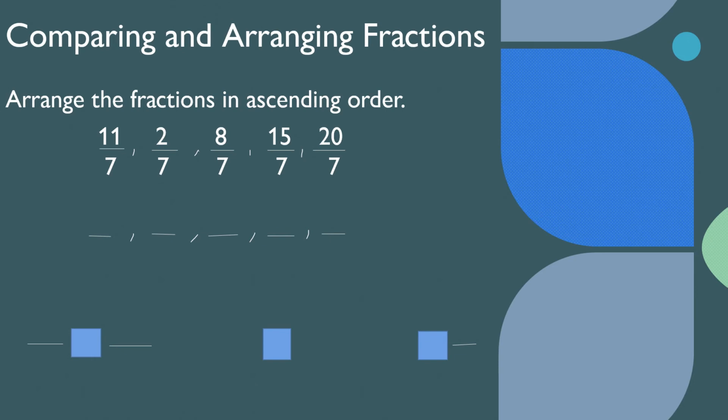Okay? So, ngayon, mula sa maliit, of course, ang pinakamaliit ay 2 over 7. And then, ang sumunod dyan, papunta sa pataas, or palaki ng palaki, so 8 over 7, 11 over 7, 15 over 7, and 20 over 7.